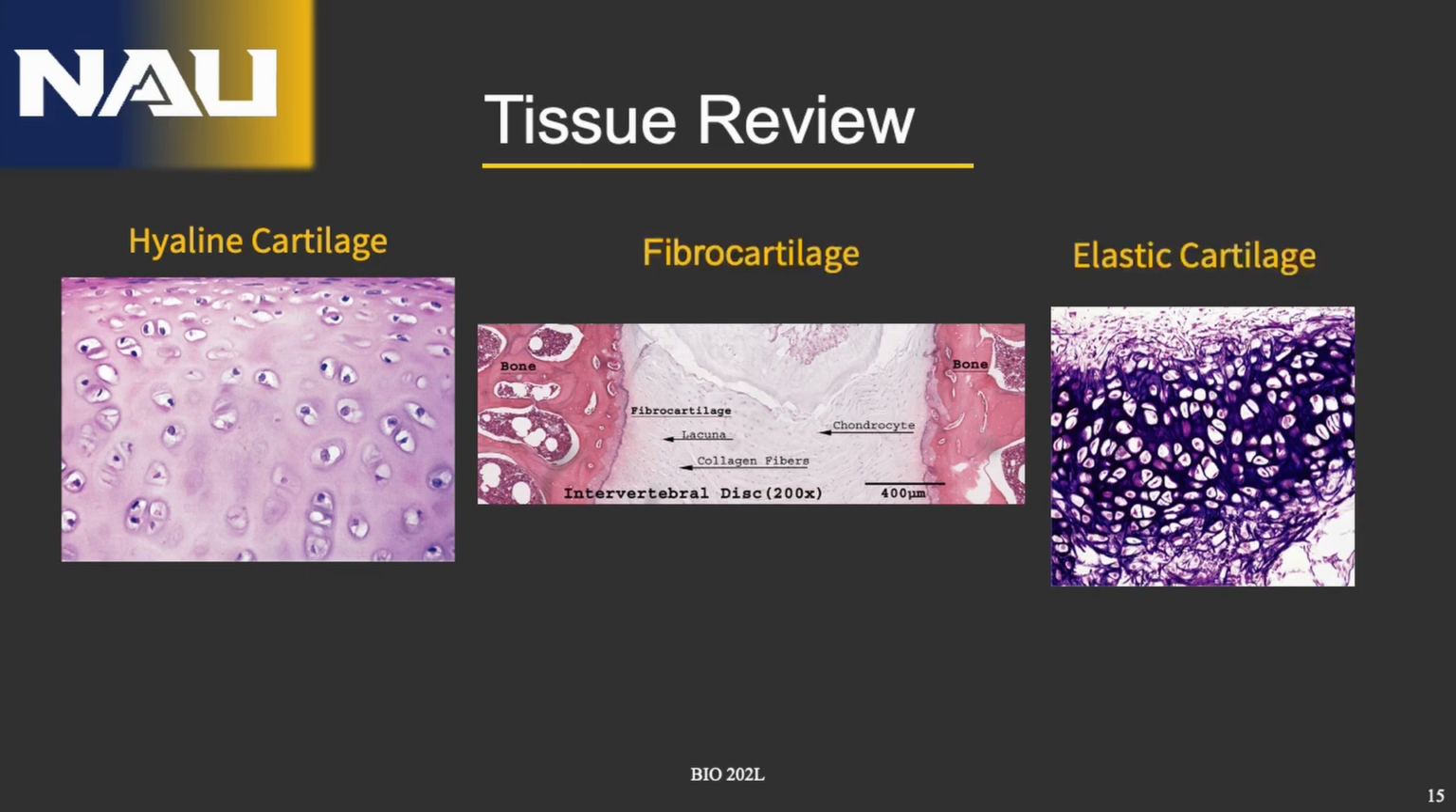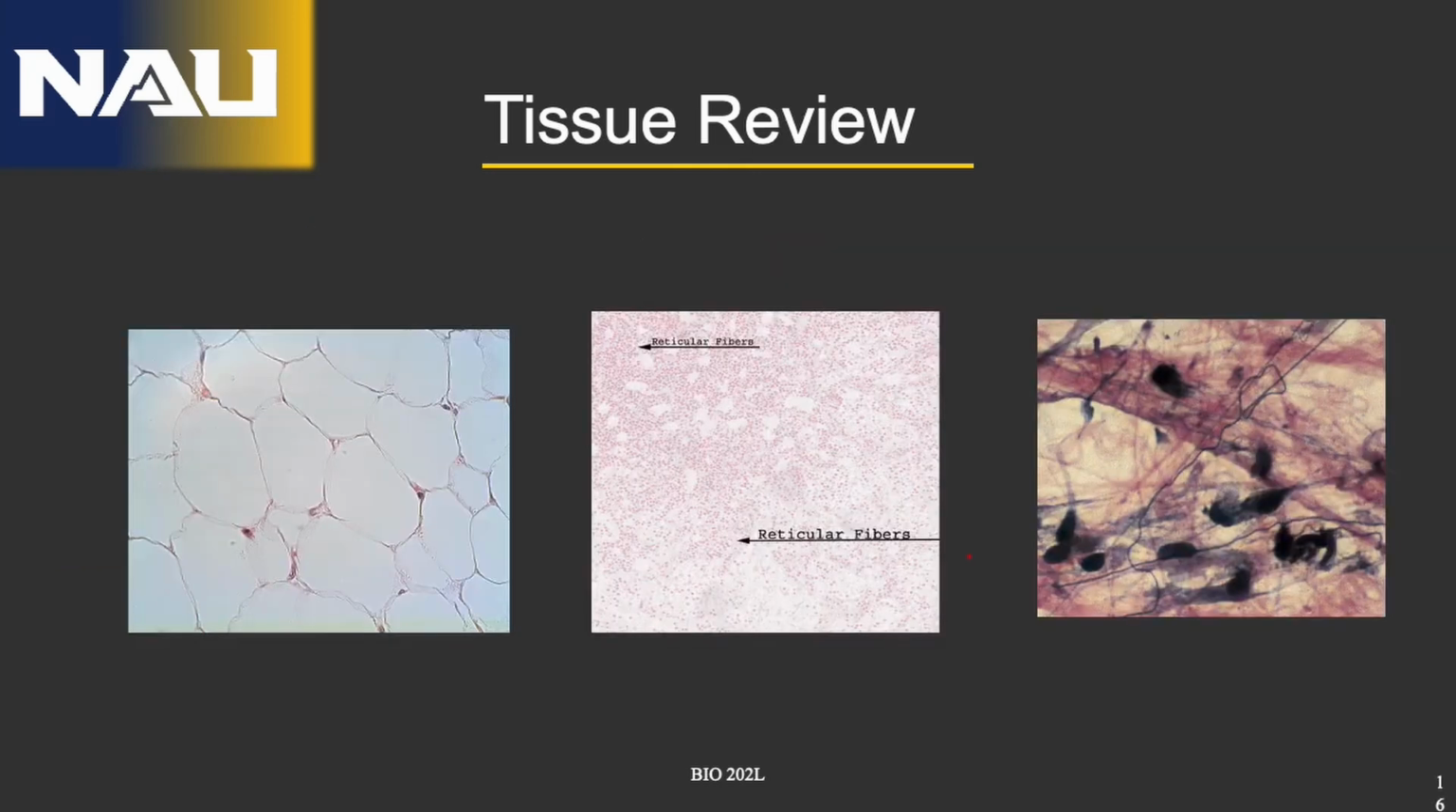And on the right here, you see very dark staining fibers. You still see chondrocytes. And what you really need to know about this is it's found in the pinna of the ear. You also see it in the epiglottis and the larynx. It's very similar to hyaline cartilage, but it has a lot of elastic fibers in it. So we call this elastic cartilage.